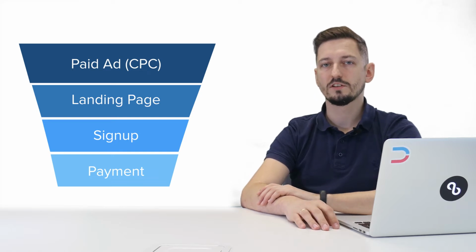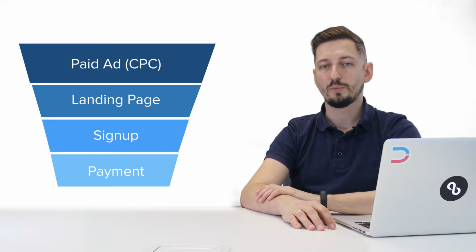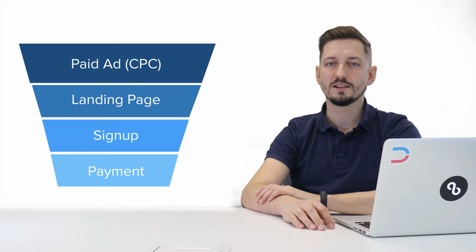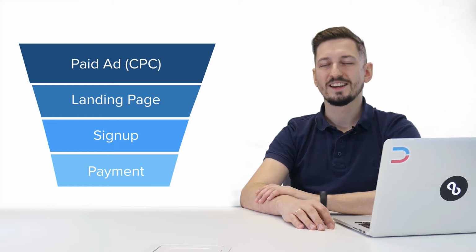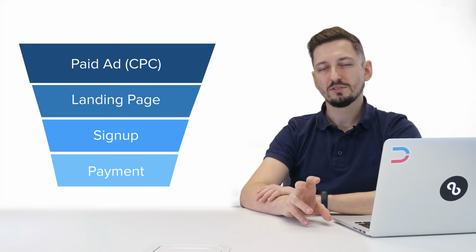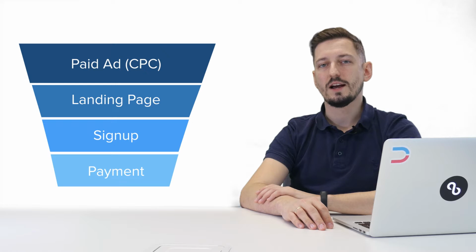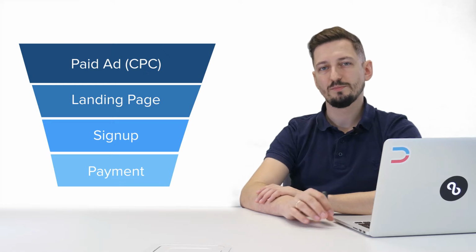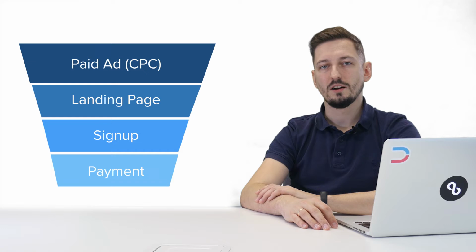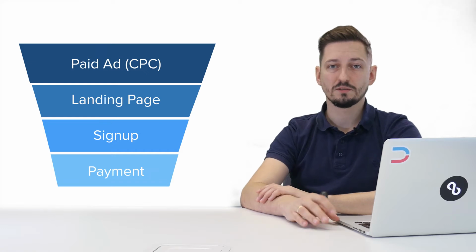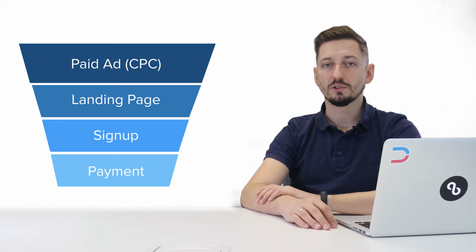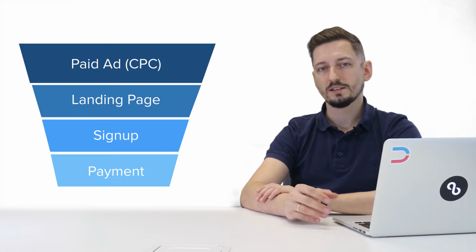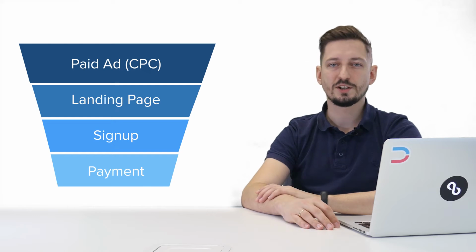So you drive traffic from PPC, so paid ads, probably Google ads. Everyone uses Google ads, I guess. So you drive traffic to the landing page, and from this landing page people sign up to your product either on a free trial or a freemium account, whatever your business model is, and after that the final step is purchasing your product. So these are the example numbers that we've put into the funnel.